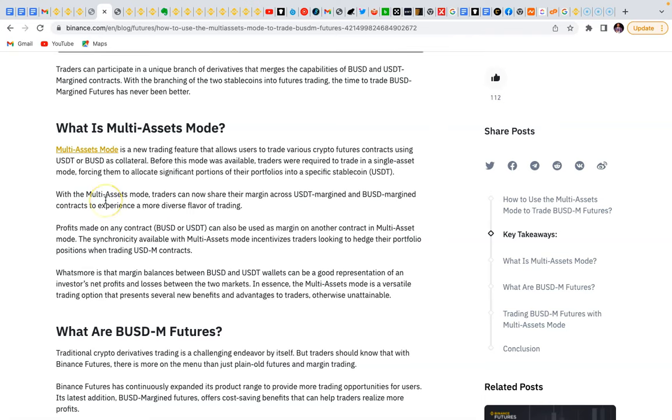All right, so with the multi-asset mode, traders can now share their margin across USDT margin and BUSD margin contracts to experience a more diverse flavor of trading. With this multi-asset mode, you can share your portfolio into the USDT and BUSD margin, and you can trade both as well, even on the same pair. That's what makes it interesting, so you can hedge your risks. And that's what makes this feature very interesting.